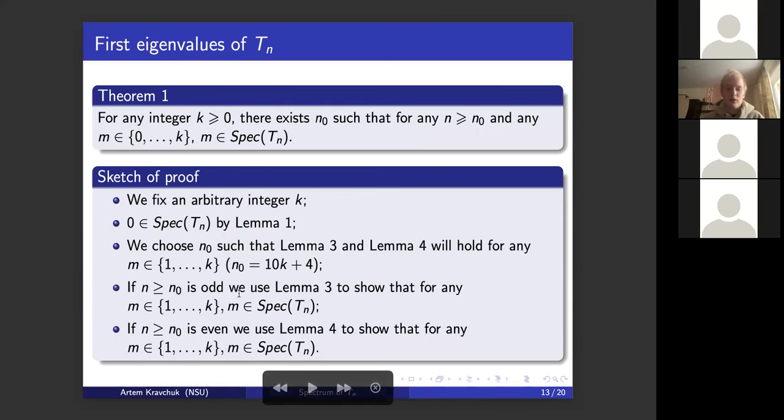And if n at least n0 is odd, we use lemma 3 to show that for any m from 1 to k, m is an element of the spectrum. Then we consider the even case: if n at least n0 is even, we use lemma 4 to show that for any m from 1 to k, m will be an element of the spectrum. So we prove that 0 is an element of the spectrum. Then we prove that if n is odd, then the numbers from 1 to k will be in the spectrum, and if n is even, then the numbers from 1 to k will be in the spectrum too. Okay.